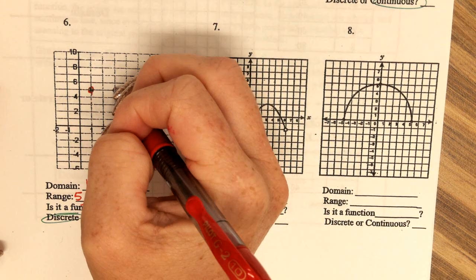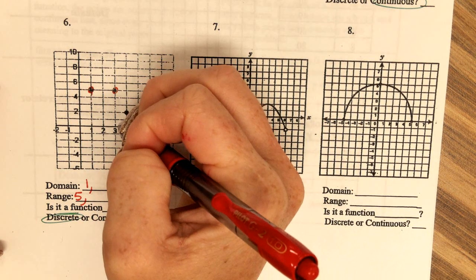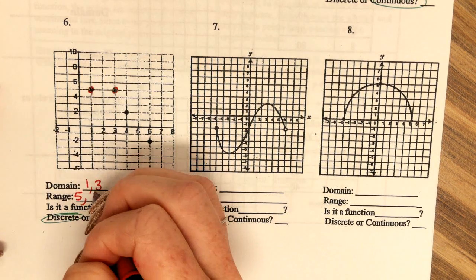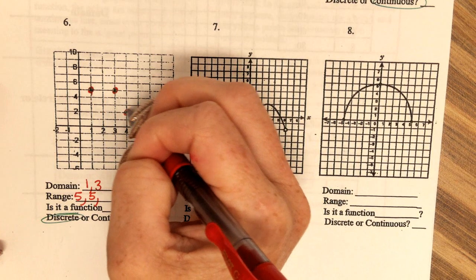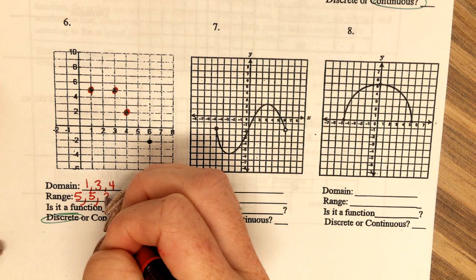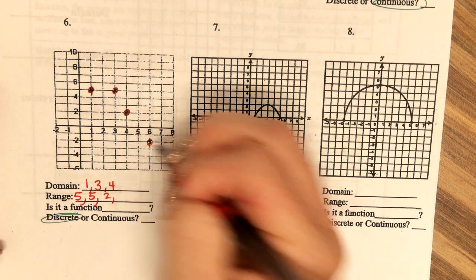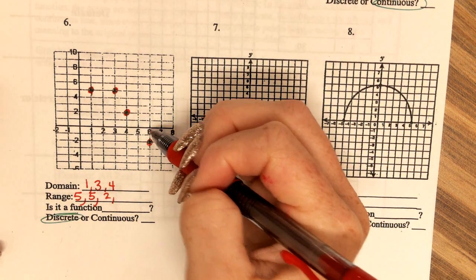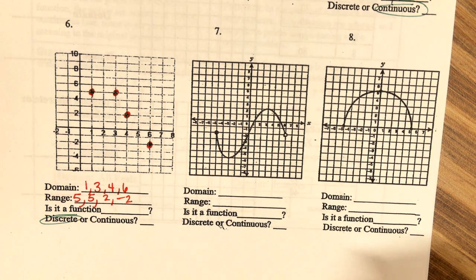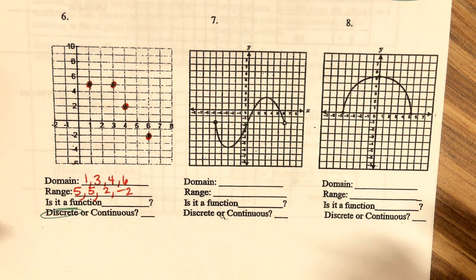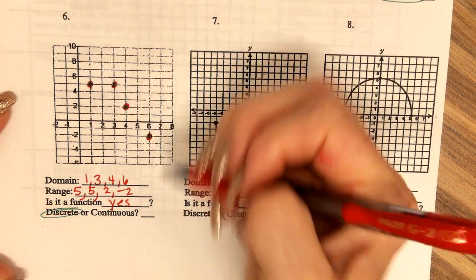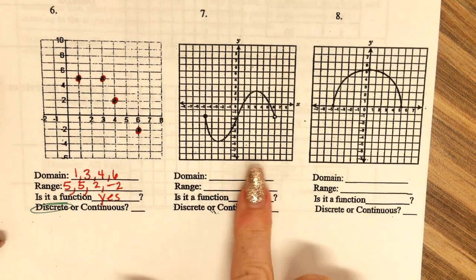Okay, I'm going to go to this dot. For the domain, the x value, where am I at? 3. For the range, where am I at? 5. Okay, for this dot, on the x-axis, I'm at 4. On the y-axis, I'm at 2. And for this dot, on the x-axis, I'm at 6. On the y-axis, I'm at -2. Did we answer, is it a function? Yes, because if I draw a vertical line, it's only going to touch each dot once. All right, y'all try this one on your own.